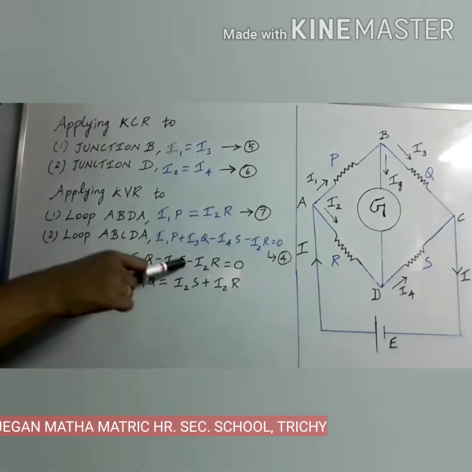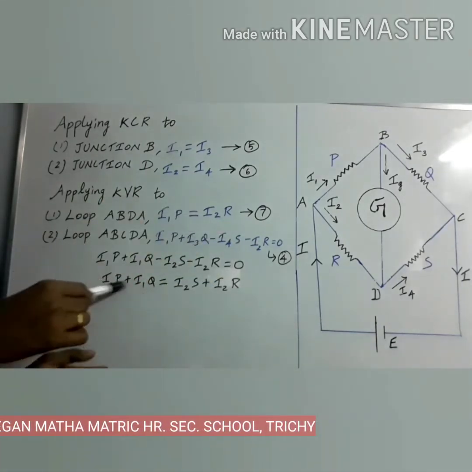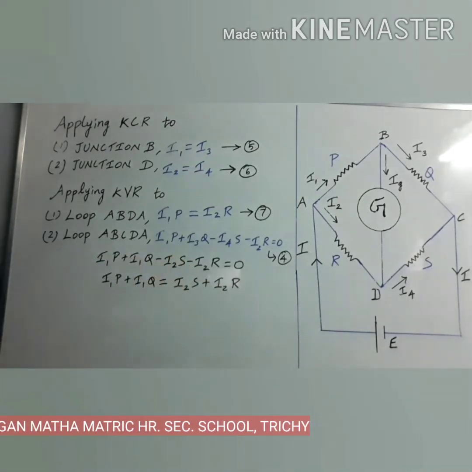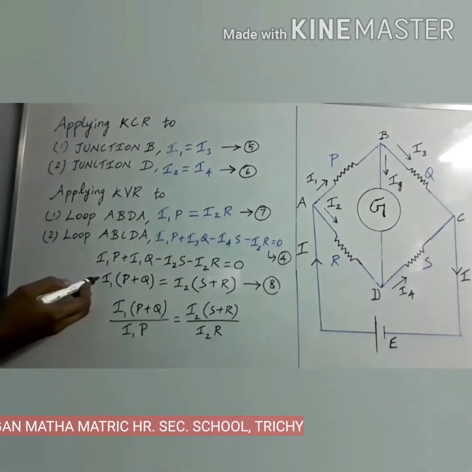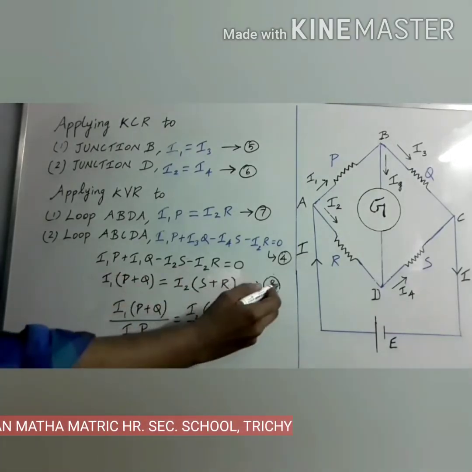So the negative values can be taken to the other side. So they will take the positive value. So here I1 is a common value. Here I2 is a common value that can be taken outside. Here I have taken I1 outside. Here I2 is taken outside. So we are going to get a new equation, that is equation number 8.